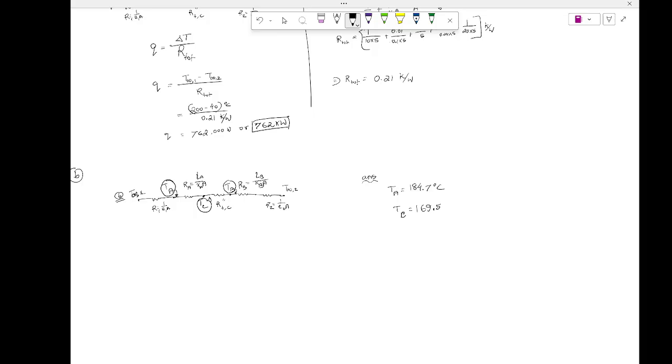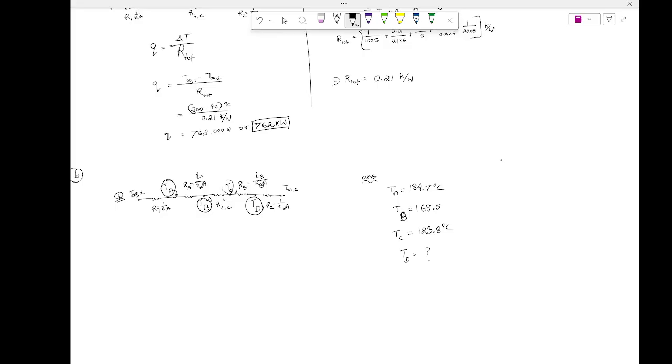Just one second. Oh, I'm missing something. There should be TD as well. Okay, there are four temperatures, right? Let me rename them, I'm sorry: TA, TB, TC, and TD. So TB should be that, and TC should be 123.8 degrees Celsius. And TD, I don't have the value in my notes. That's something you've got to find.